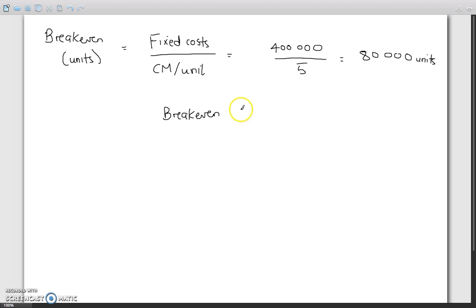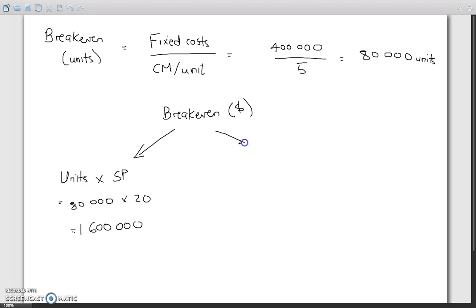This was in units. How would you get the break-even value in dollars? Well, there's actually two ways to go about it. For example, the units that I found here, you can simply multiply your units by your selling price to get break-even in dollars. So if I do 80,000 times 20, what would that be? 80,000 times 20 is 1,600,000. So that's your break even in sales dollars.